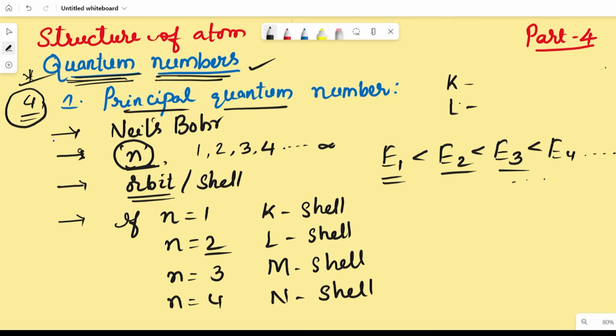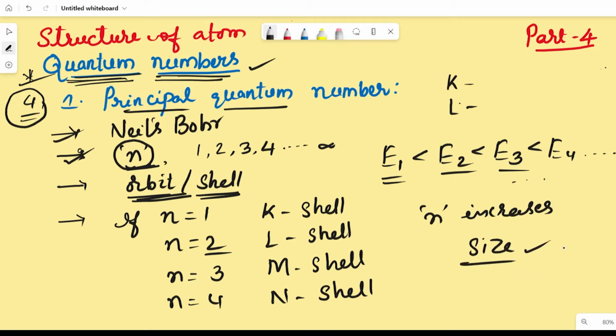The principal quantum number was proposed by the scientist Niels Bohr and it is represented by the letter small n, having positive integer values from 1, 2, 3, 4 and so on up to infinity. Especially, these values indicate the orbit or shell. This quantum number indicates the orbit number. So if the n value increases, obviously the size of the orbit, the size of the atom increases and energy also increases. So this is a very important point. The energy order must be like this. So this is all about the principal quantum number.